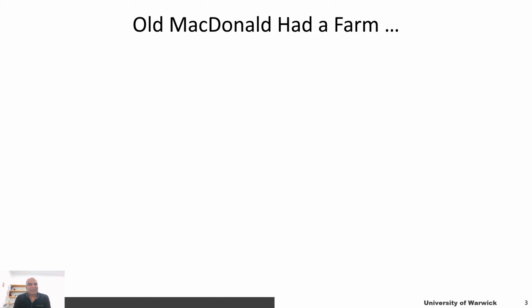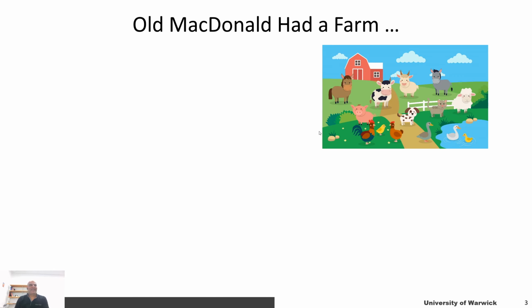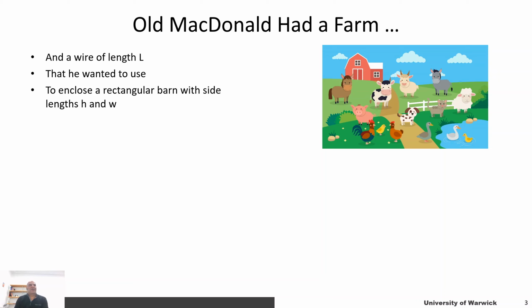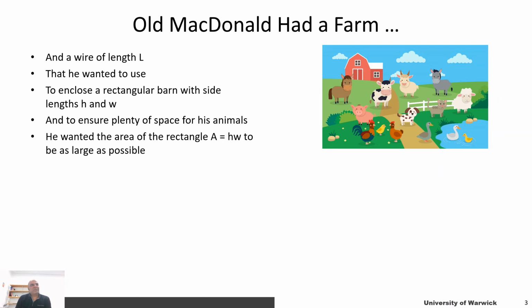So you must have heard the children's poem, Old MacDonald had a farm. So let's say his farm looked like this, and he had a wire of length L, of course, and he wanted to use it to enclose a rectangular barn with side lengths H and W. To ensure plenty of space for his animals, he wanted the area of the rectangle, which is A equal to HW, to be as large as possible.